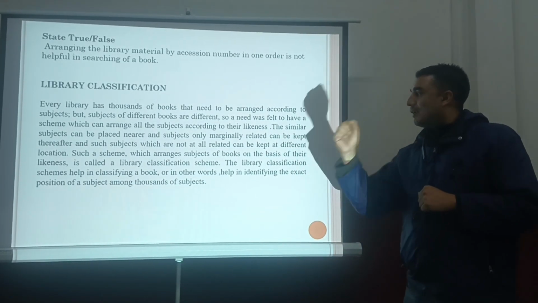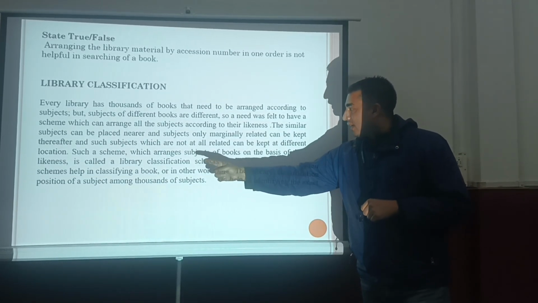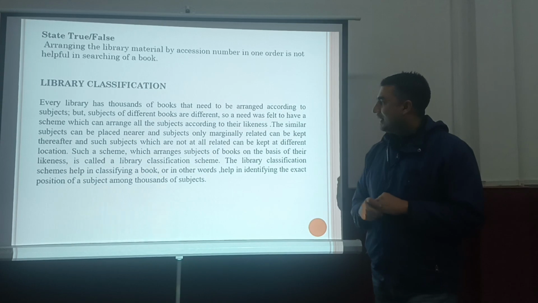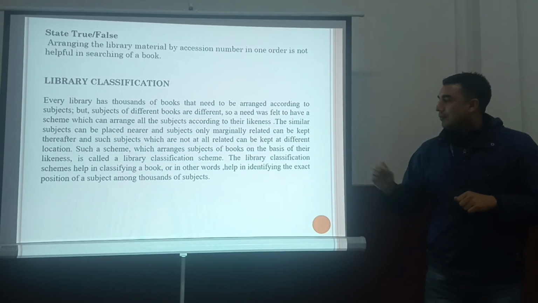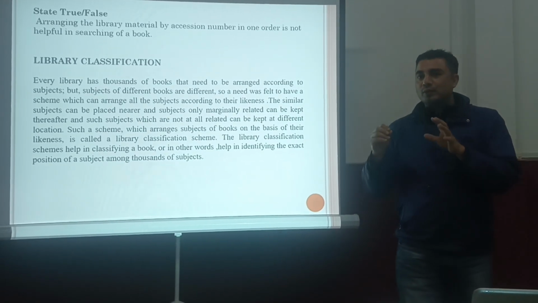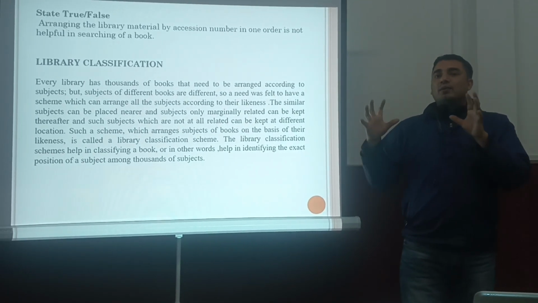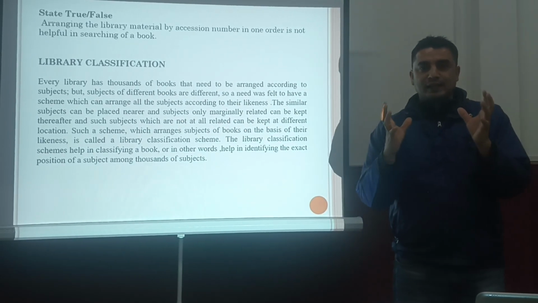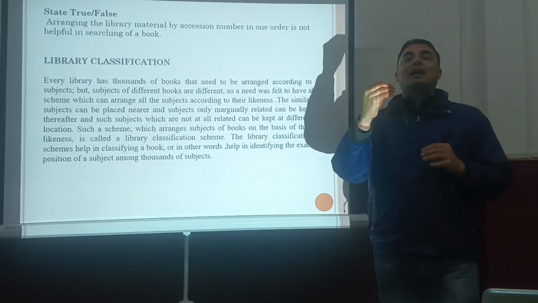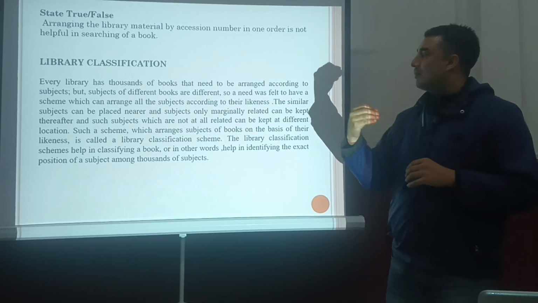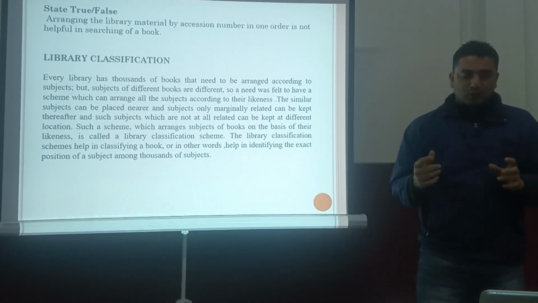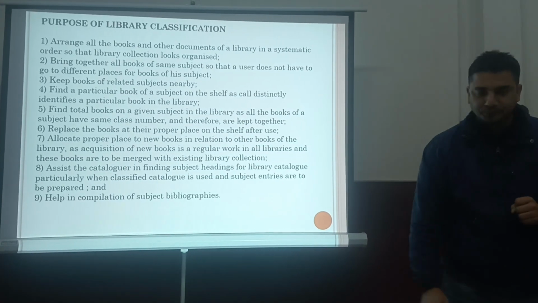With the help of this classification scheme, we classify a book, or in other words, it helps in identifying the exact position of a subject among thousands of subjects. For this, we will understand only this: we have a system of classification, and to have a better classification system, we need a library classification scheme, to find a book according to use, so that every possible book can be found.